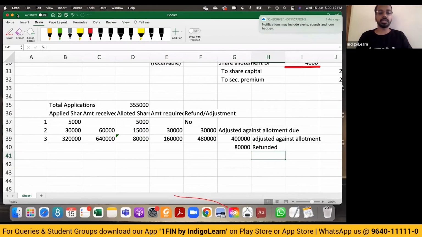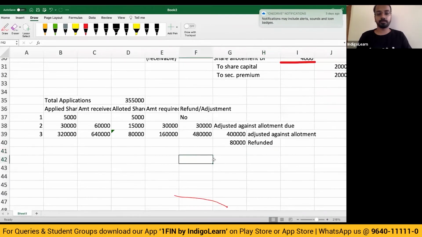Are we clear with this? Any questions? We got applications for 320. We got total amount 6,40,000. We allotted 80,000 shares. For 80,000, we need 1,60,000. And for this 80,000, we need 4 lakhs on allotment, and the balance extra 80,000 we are refunding back. Okay. Now, once this is there, passing of entries will not be a challenge.